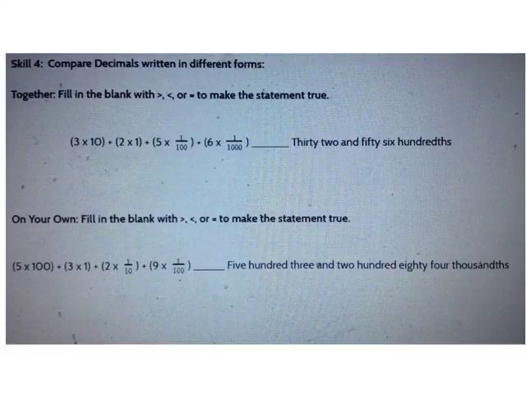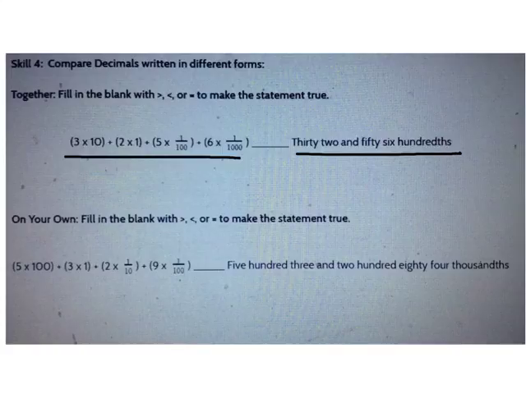The last thing we'll talk about is comparing decimals that are written in different forms. Let's fill in the blank with greater than, less than, or equal to make the statement true. 3 times 10 plus 2 times 1 plus 5 times 1 over 100 plus 6 times 1 over 1000 is greater than, less than, or equal to 32 56/100. To do this problem, we need to write each number in standard form. How do I write 3 times 10 plus 2 times 1 plus 5 times 1 over 100 plus 6 times 1 over 1000 in standard form?